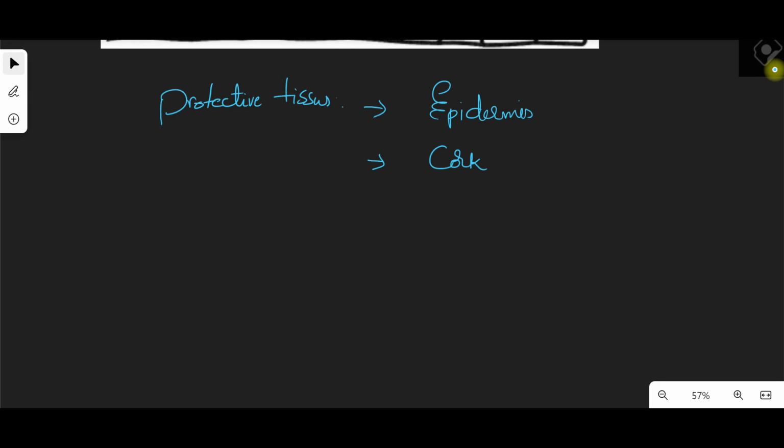Let us talk about epidermis. As I mentioned, the outermost layer of the plant is called epidermis. Generally, epi means upon, and derma means skin. The layer which is present above the skin is called epidermis. Then we can write it as the outermost covering or protecting layer of the plant.